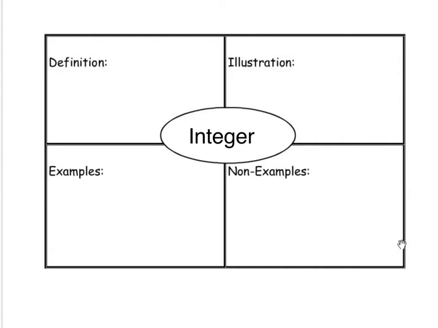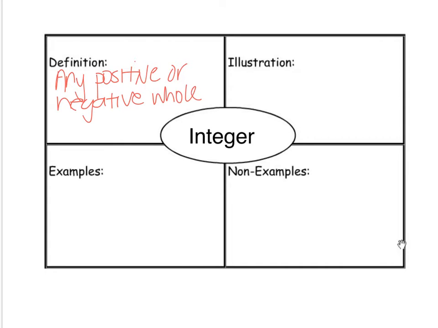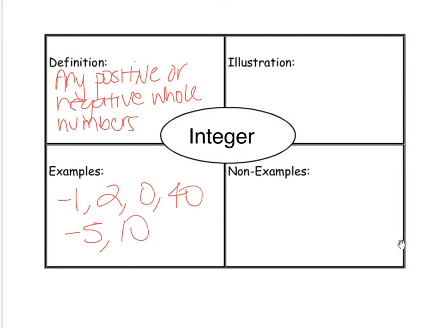So we're going to go ahead and start off with our definition of an integer. An integer is any positive or negative whole number. So examples would be -1, 2, 0, 40, -5, 10, etc.